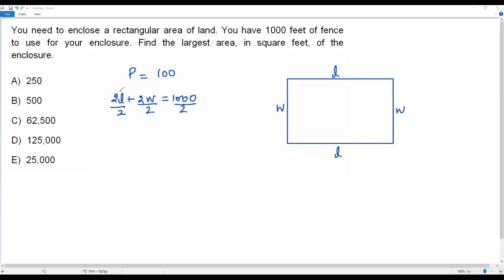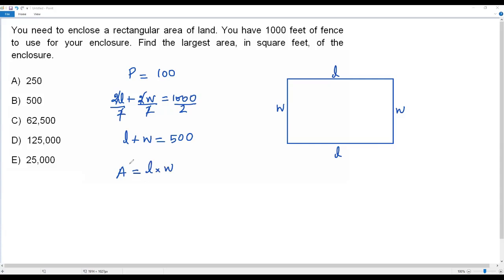So when you divide, this 2 will cancel, this 2 will cancel. I'm getting L + W = 500, since 1000 divided by 2 is 500. Now I have the sum of the length and width of the rectangular area, that is equal to 500. Our aim is to find the largest area. We already know the formula for the area of a rectangle is length times width.